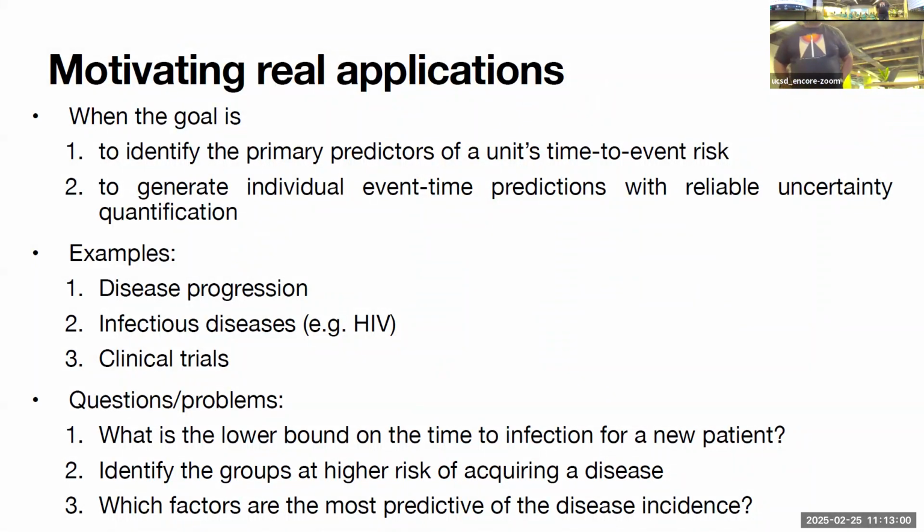Motivating examples for why you might be interested in doing this are really twofold. One is you might be interested in identifying the primary predictors of a unit's time to event risk. The other is you might be interested to generate individual event time predictions with reliable uncertainty quantification. Examples include disease progression, infectious diseases, time to infection with HIV or something like the flu or COVID, and of course, this is important, as I mentioned earlier, in randomized clinical trials.